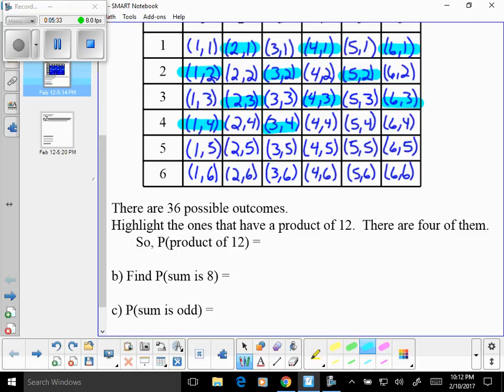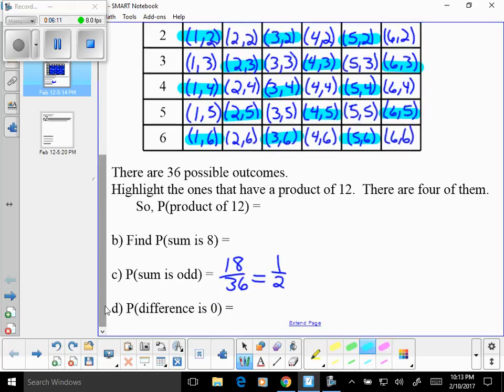1 plus 4, 3 plus 4, 5 plus 4, 2 and 5, 4 and 5, 6 and 5, 1 and 6, 3 and 6, 5 and 6. And if you'll notice, yes, there is a pattern. If we count the number of blue highlighted squares, I will have 18. So 18 out of 36 is 1/2.